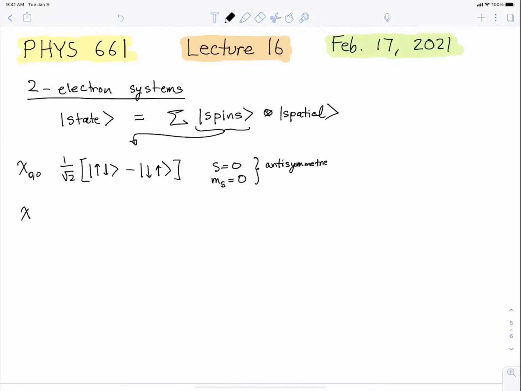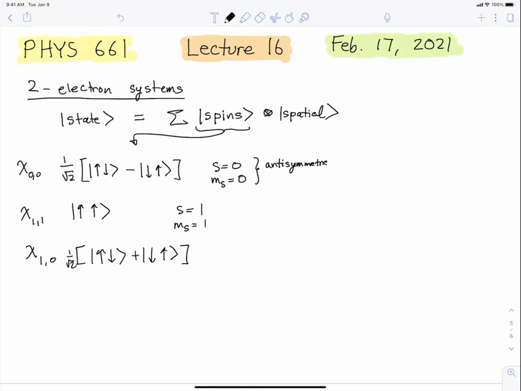Okay, and then there's chi11, which is when they're both up arrow. That's a total spin 1, z component is 1. And there's chi10, which is 1 over root 2, up arrow, down arrow, plus down arrow, up arrow. That's total spin 1, z component 0. And then there's chi1 minus 1, which is when they're both down. Okay, and those are all symmetric.